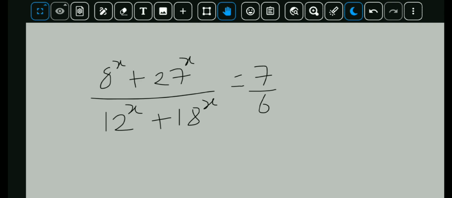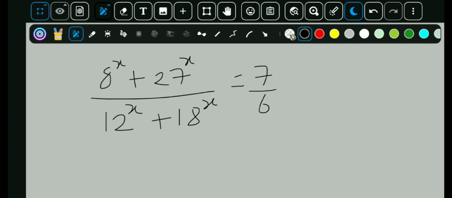Now if you focus on the denominator part, the terms are 12 and 18. The prime factors of 12 are 2 and 3, and for 18 also the prime factors are 2 and 3. So again, for all the 4 numbers which are given on the left hand side of the equation, the prime factors are 2 and 3 only. So I think this basic idea will be enough for us to approach the question and try to solve it.